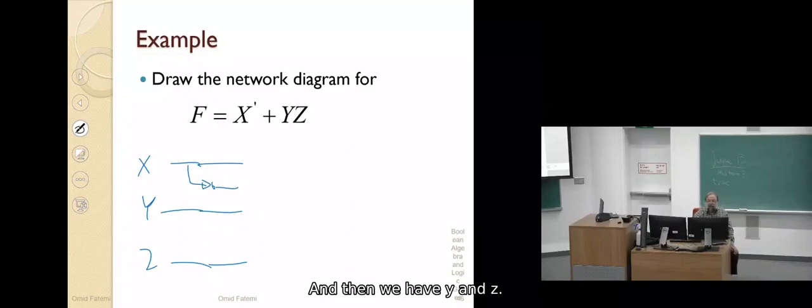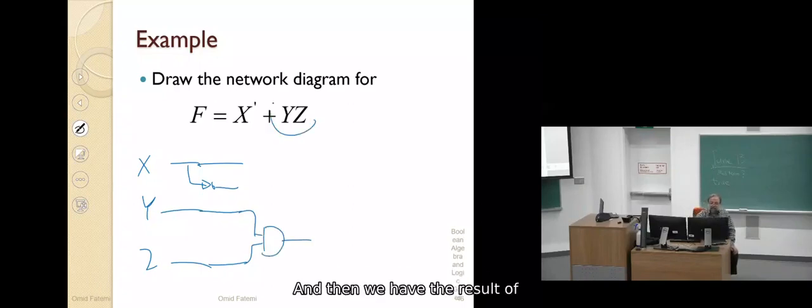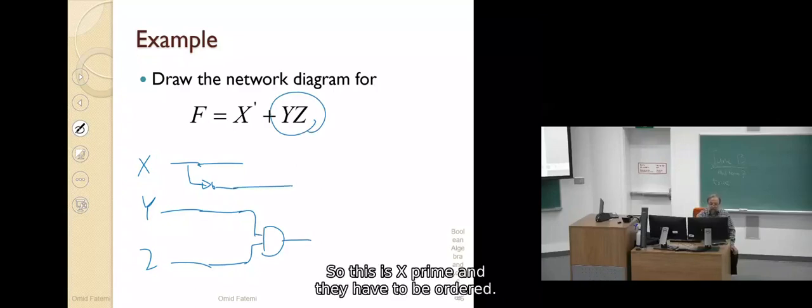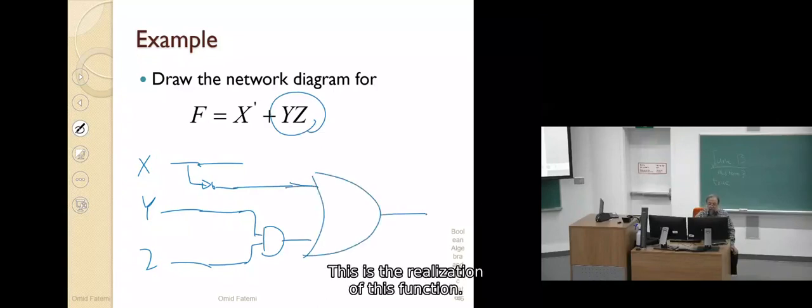And then we have y and z. So I have an AND gate here, ANDing y and z. And then we have the result of this AND ORed with x prime. So this is x prime, and they have to be ORed. This is the realization of this function. This is f. These are x, y, z. Okay? You could see how it works.